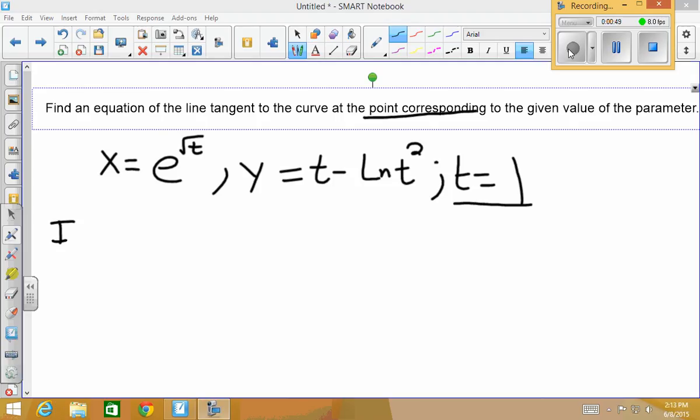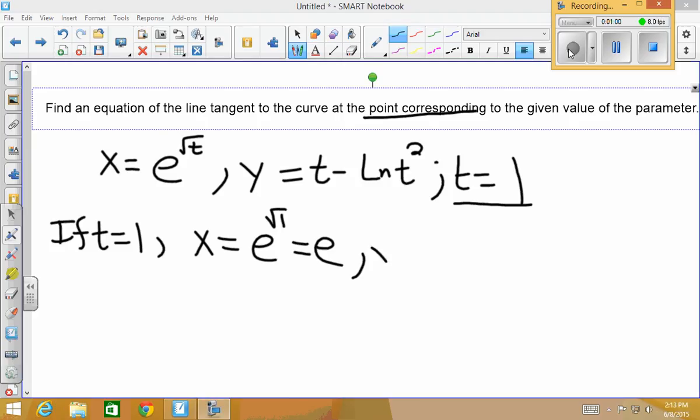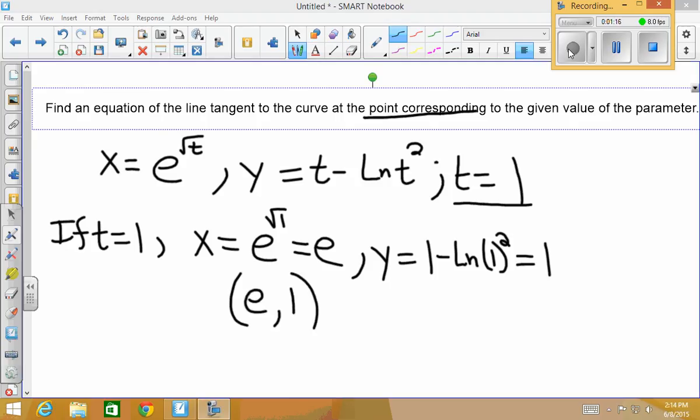So if t is equal to 1, we have x is equal to e to the square root of 1, which is just e, and y is equal to 1 minus the natural log of 1 squared. 1 squared is 1. The natural log of 1 is 0, so y is equal to 1. So our point here is (e, 1). This is the point at which the line is tangent to this given curve.